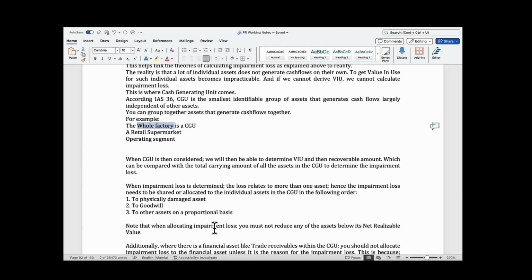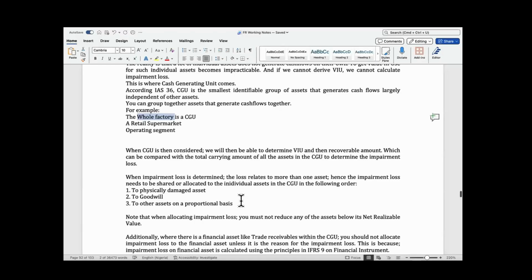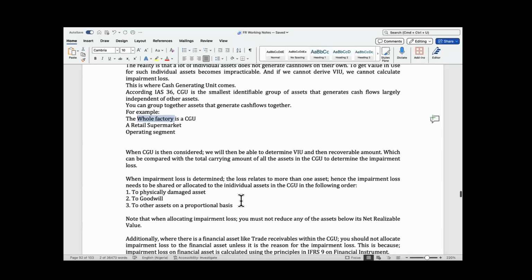Now, when we determine the impairment loss, considering the fact that we have put together a lot of assets to make up this CGU, there are more than one asset there. Then how do we treat this impairment loss? We need to share it or allocate it to the individual assets in the CGU.